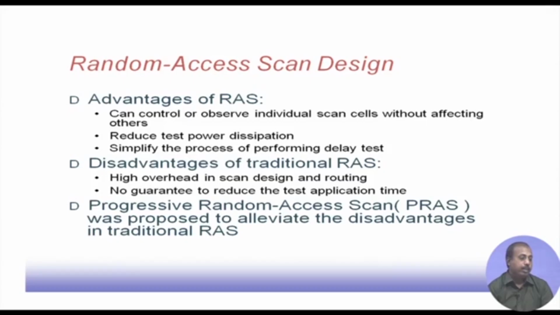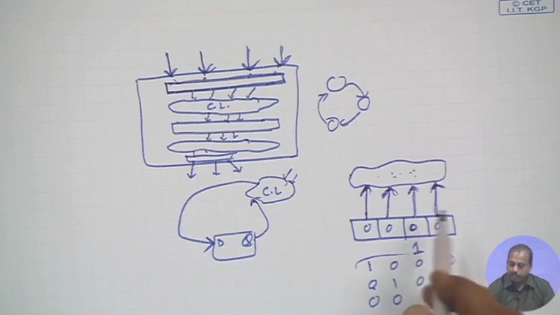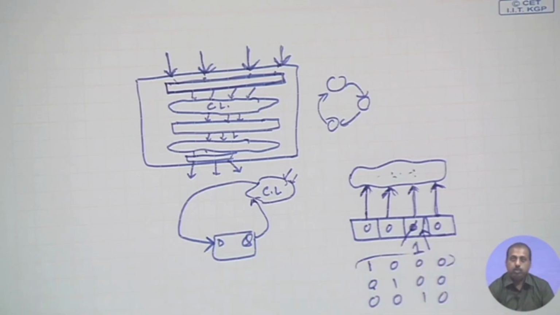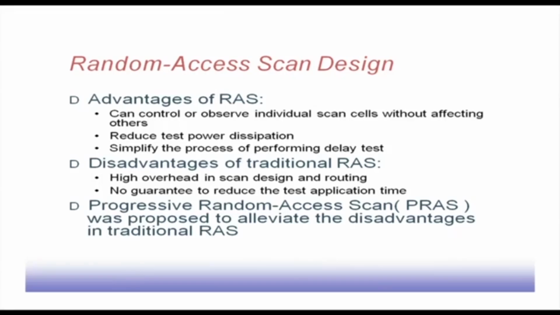Whereas in case of random access scan, I am allowed to access a particular cell directly. In this diagram, I do not have to do serial shifting like this, I can directly access this cell and modify this value to 1. Previously the input was 0 0 0 0 for the combinational logic, now it is 0 0 1 0. So, the number of transitions that the logic sees is much less. As a result the power consumption will also be less.